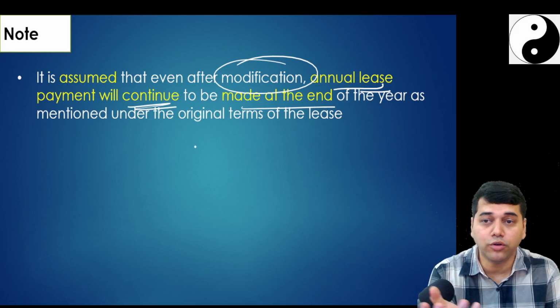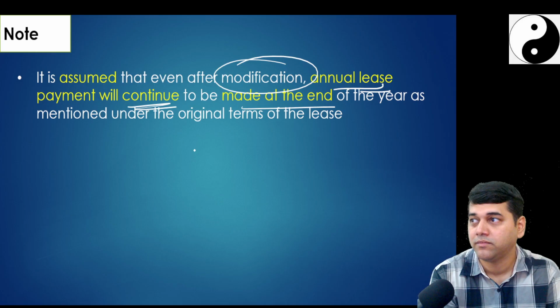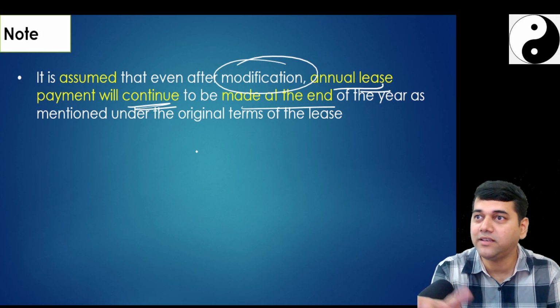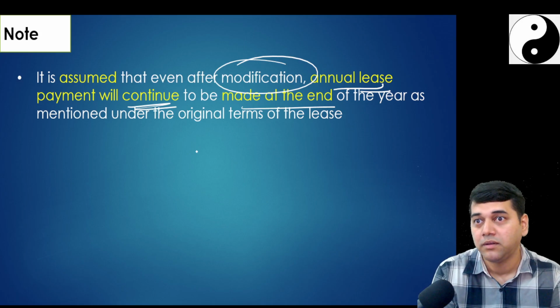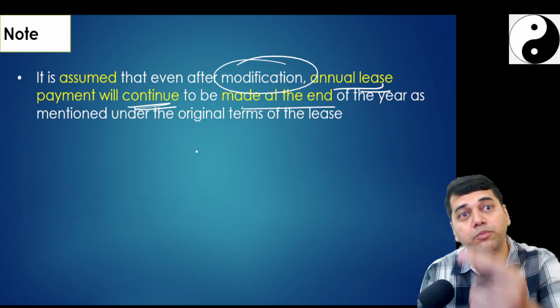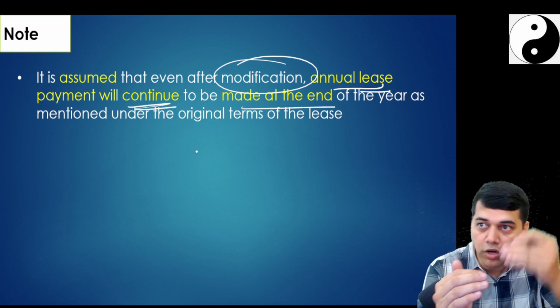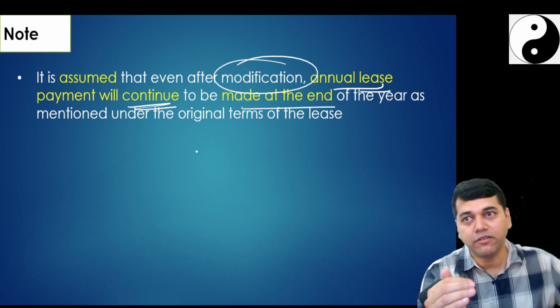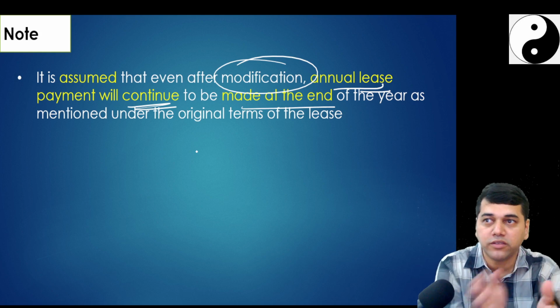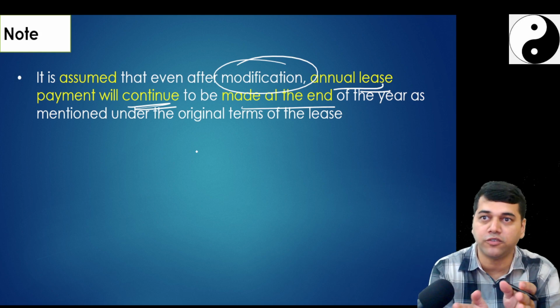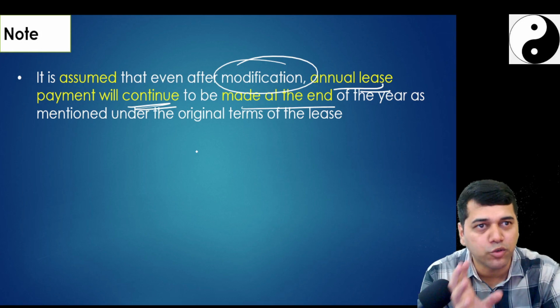Now, I don't know why this note is available, but if at all they say that the lease modification happened, but as per the modification, they agreed to pay the lease rent at the beginning of the year, then what you did at the end, that will become at the beginning. Then the new amortization schedule or whatever you will do, shift is going to happen. Anyhow, that type of questions we don't have.